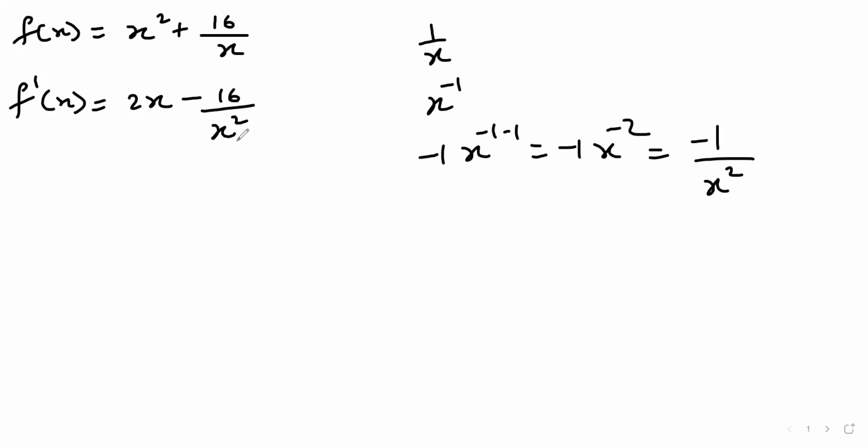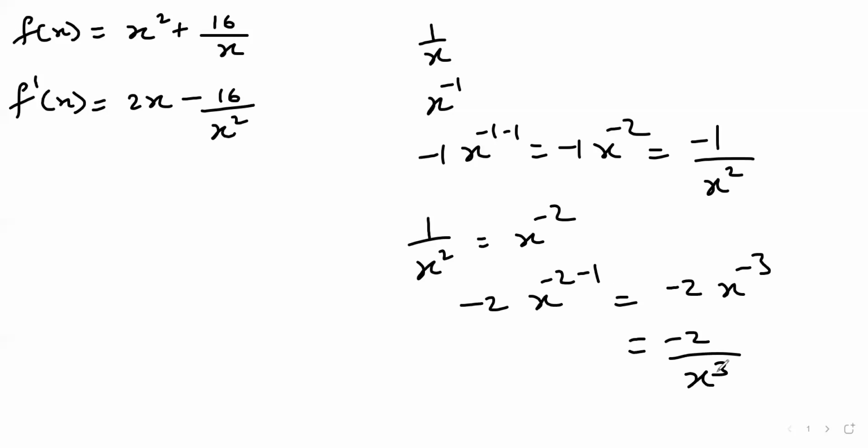Okay. Now, if I take the derivative of 1 upon x square, it is x raised to minus 2. What will its derivative be? Minus 2 x raised to minus 2 minus 1, that is minus 2 x raised to minus 3. So it will be minus 2 upon x cube. So f double dash of x is 2 plus 32 upon x cube.